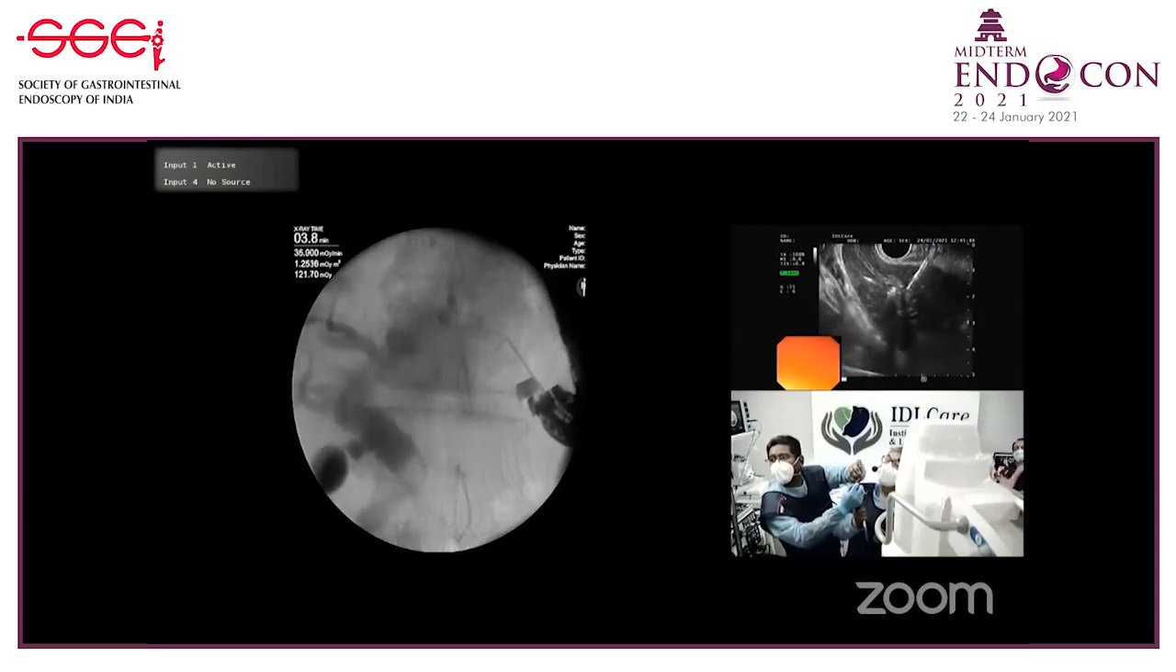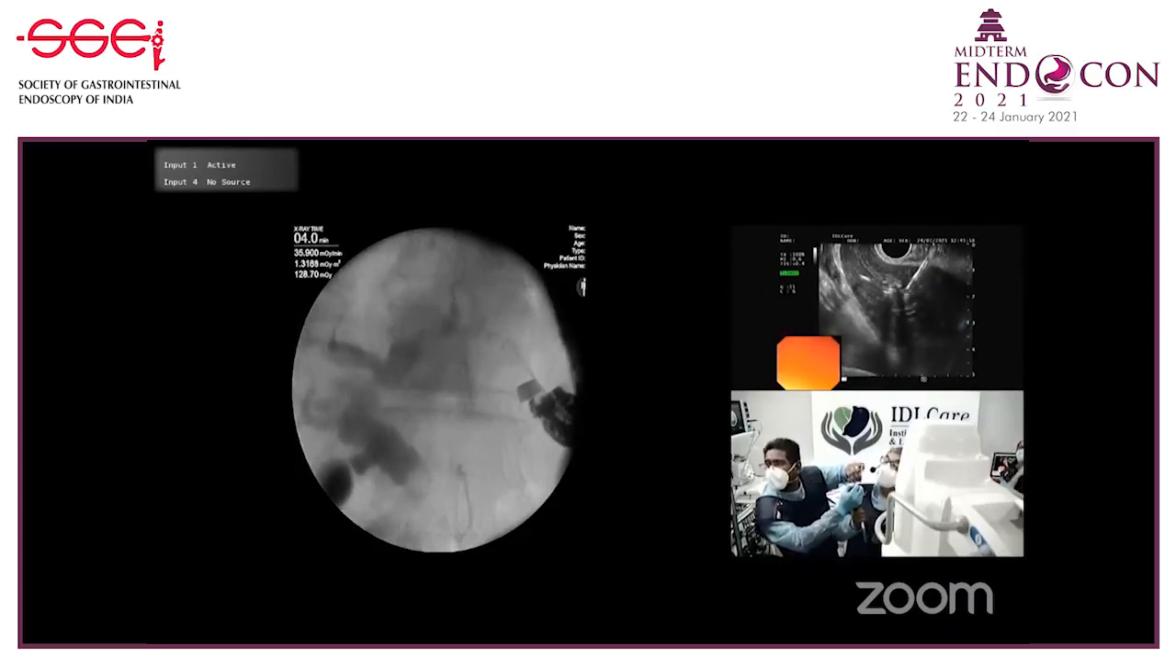You have to maintain the position of the needle in the biliary radical. Otherwise, your wire will rotate somewhere in the liver. So, because there are respiratory movements, maintain your wire. Yes, very good.